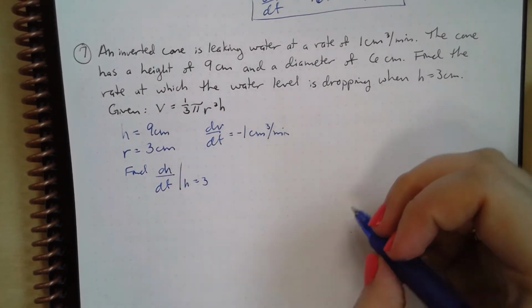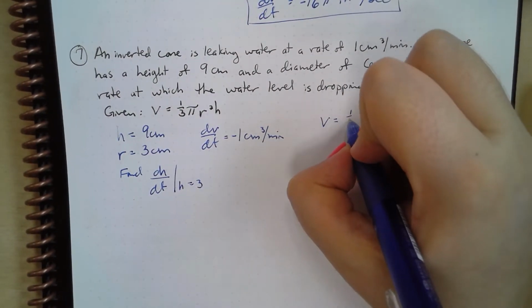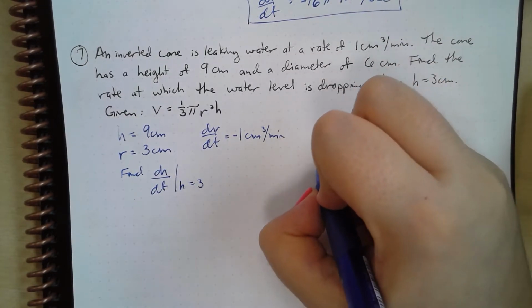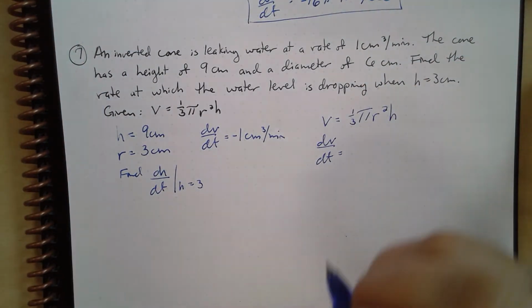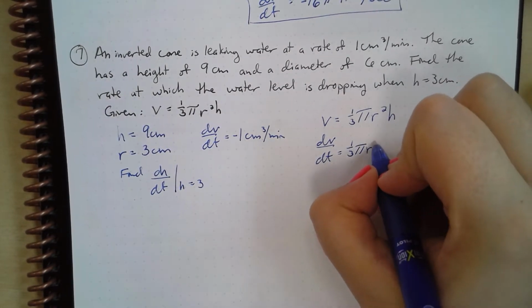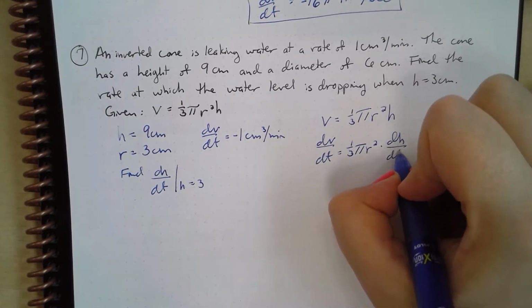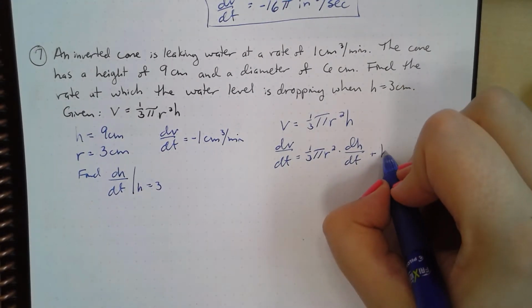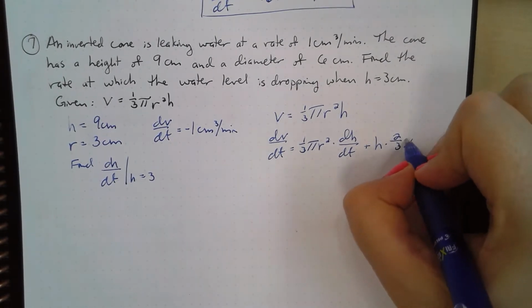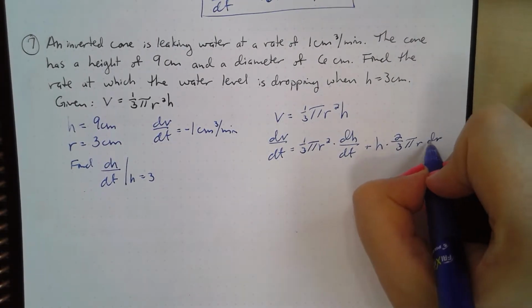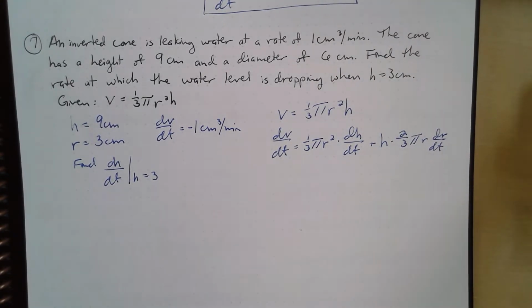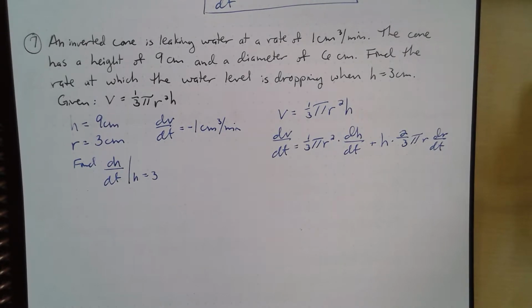Okay, so let's do that. V is equal to 1/3 pi r squared h. So dV over dt is equal to, and we're going to do some product rule here, 1/3 pi r squared times dH over dt plus h times 2/3 pi r dr over dt. All right, we've got a lot going on here. It's kind of ugly, but we can figure this out.